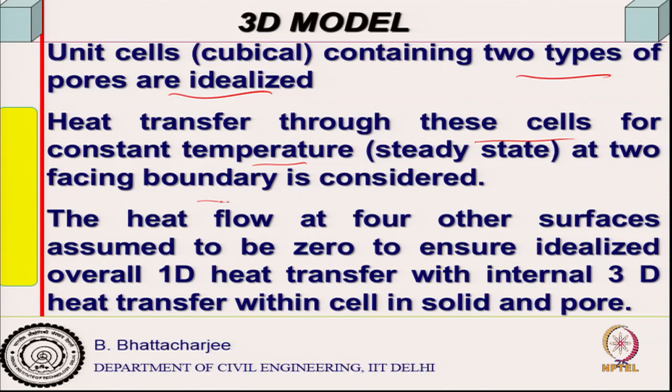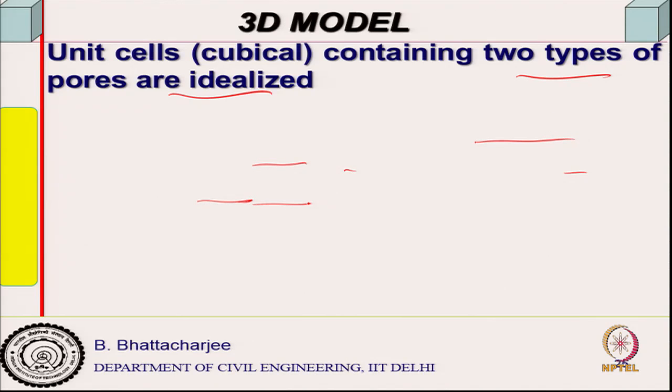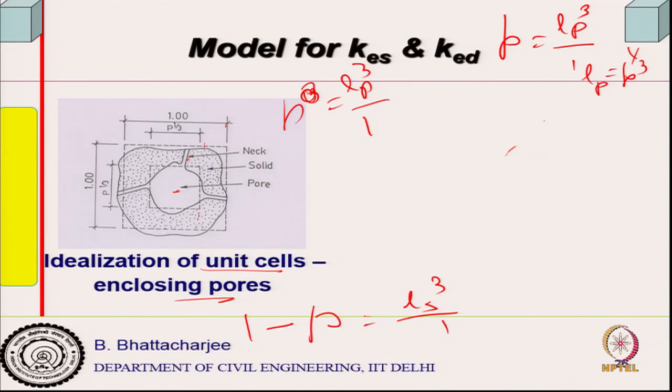Now you want to find out the equivalent conductivity. So, what do you assume? Constant temperature at two facing boundaries. You consider constant temperature here and here, and since it is one dimensional heat transfer, you assume these other boundaries are all insulated. After all, this will be repeating in the other directions also. They are the same, and you assume there is no heat transfer in those directions, because they will have similar temperature.